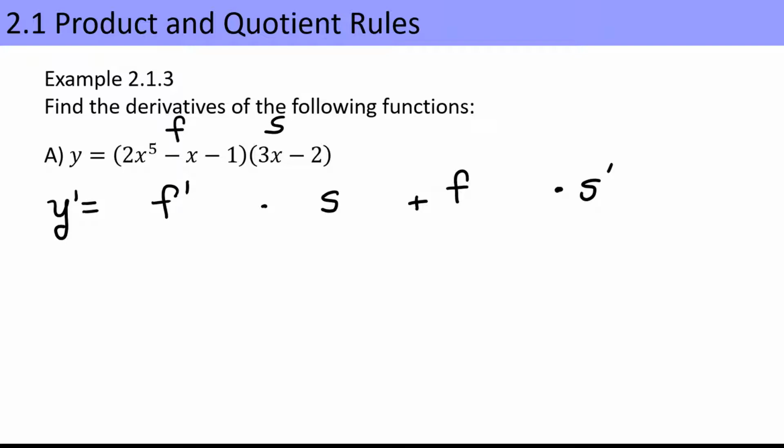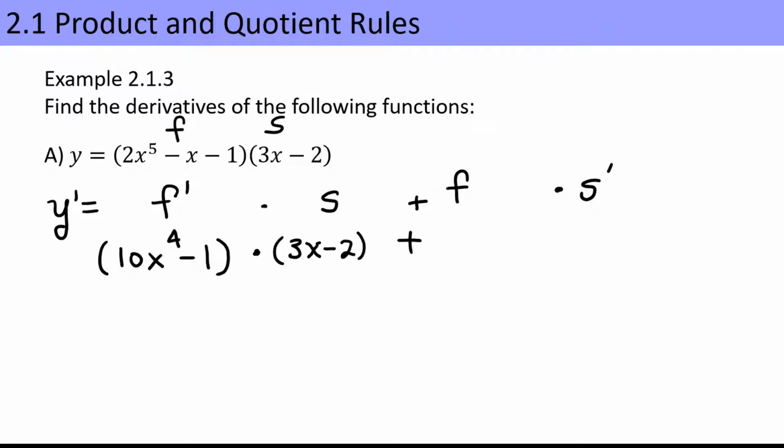Now let's begin. The first function is 2x to the fifth minus x minus 1. Its derivative, we have 2 as the constant. The power is 5. So bringing down the 5, 2 times 5 is 10, times x to the 5 minus 1 is 4. And then we have minus the derivative of x, which is 1. The derivative of negative 1 is just 0. We don't need to write that. So we have the derivative of the first function, and we want to multiply it by the second function, which is 3x minus 2.